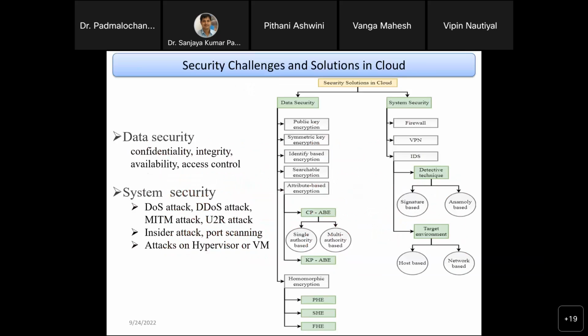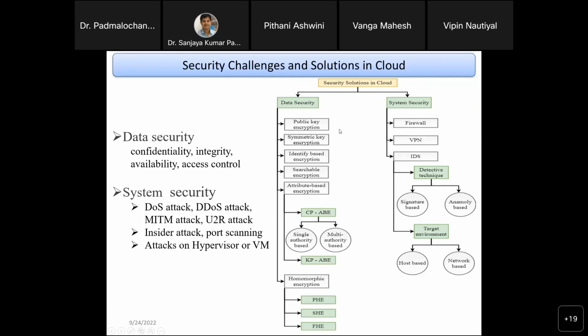So if you see the overall security challenges and solutions in cloud, as I mentioned before, data security challenges try to satisfy confidentiality, integrity, availability, and also to some extent access control. System security tries to prevent various forms of attacks and intrusions. For data security solutions, mainly cryptographic solutions are used, and for system security, IDS and firewalls are used.